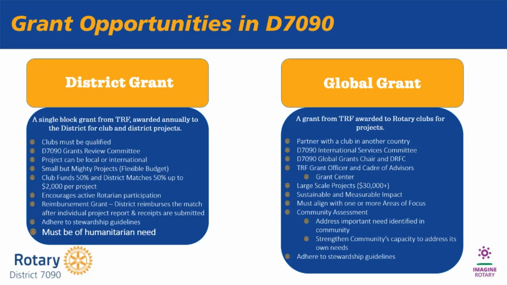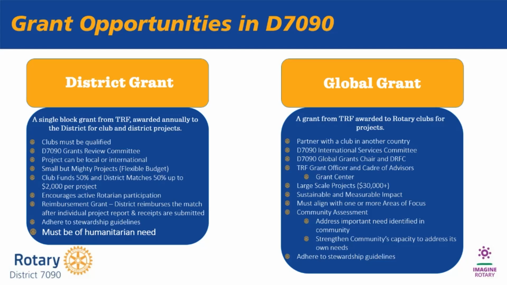Okay, these projects tend to be small, but they're mighty projects with a flexible budget. Clubs typically fund 50% of the project, and the district will match 50% up to $2,000 per project. So what that means is if you have a $4,000 project, your club will pay $2,000 and the district will pay $2,000. If your club has a $5,000 project, your club would pay $3,000 and the district would pay $2,000. So it's a great opportunity for all the contributions that you give to the Rotary Foundation to get that back into your own club and into your own community.